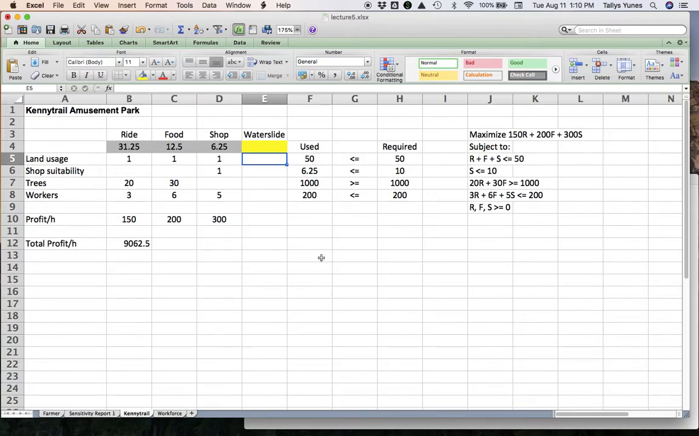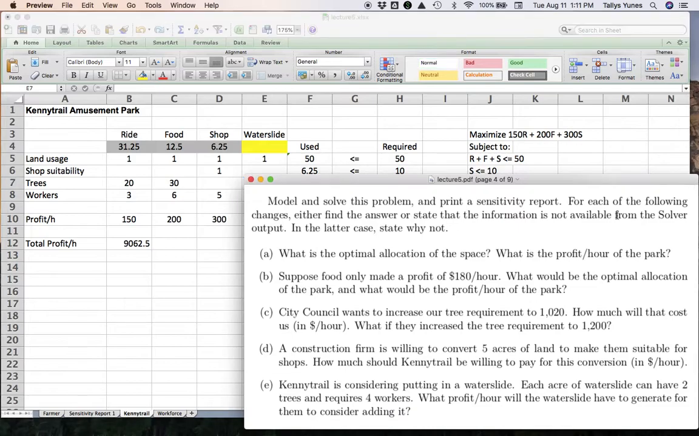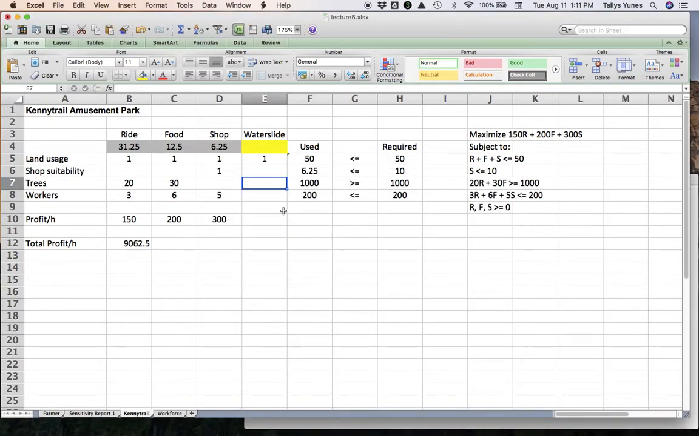So does water slide use land? Of course it does. So I'm going to put a 1 in there. Does the water slide matter for the shop suitability constraint? Not really, because it's not a shop, so nothing there. Does it contribute to the tree requirement? Yes, right? Because a water slide can have 2 trees. So water slide would come in the tree constraint with a 2.